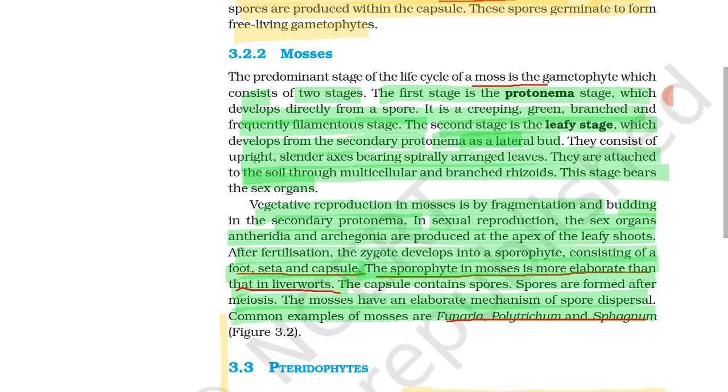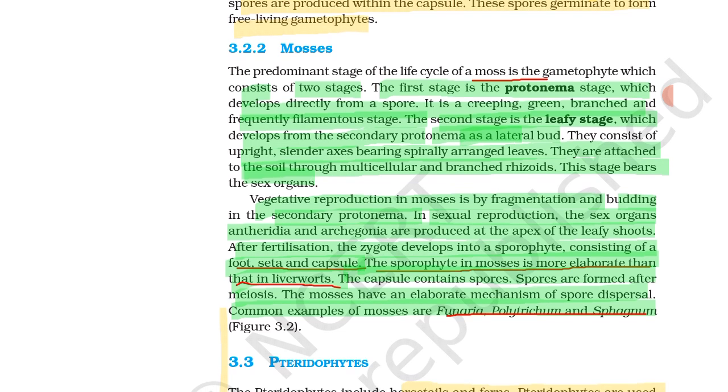Then next is mosses. The predominant stage of the life cycle of mosses is the gametophyte, which consists of two stages. The first stage is the protonema stage and the second stage is the leafy stage. The protonema stage develops directly from spores. It is a creeping, green, branched and frequently filamentous stage.